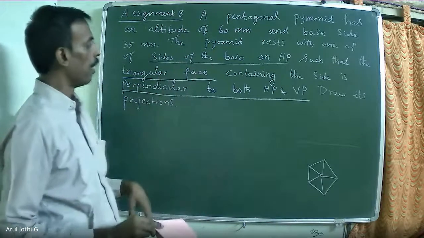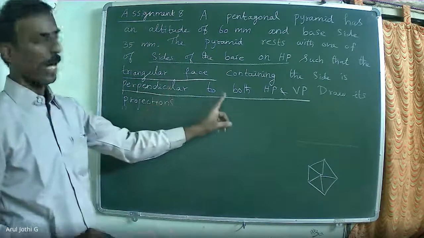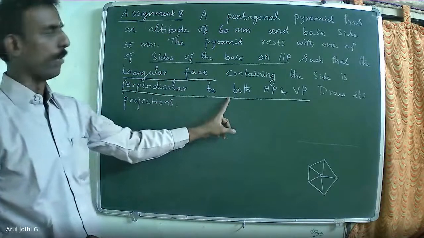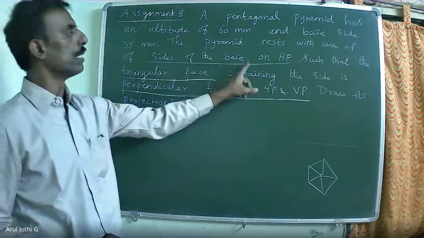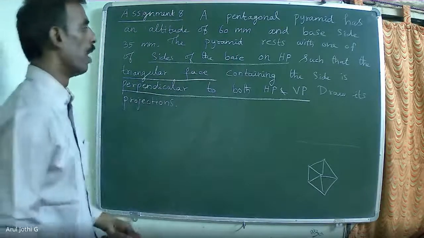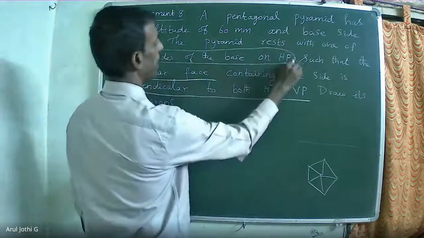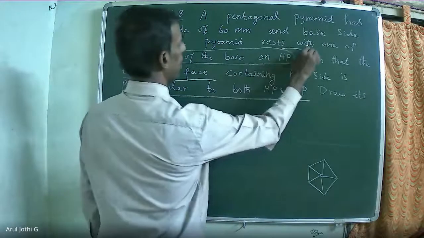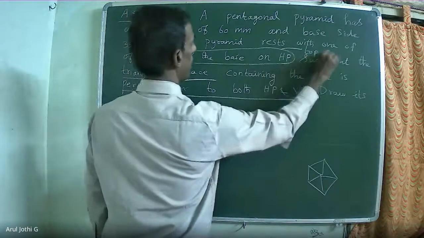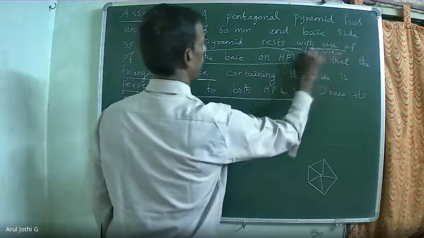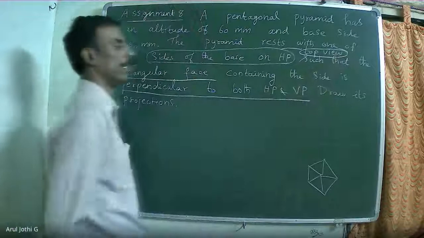But in this problem, the triangular face is perpendicular to both HP and VP, but one of the base edges is resting on HP. So always remember, for this condition, if the side of the base is resting on HP, you have to start the diagram with the top view. That is a very, very important thing. You have to remember this.